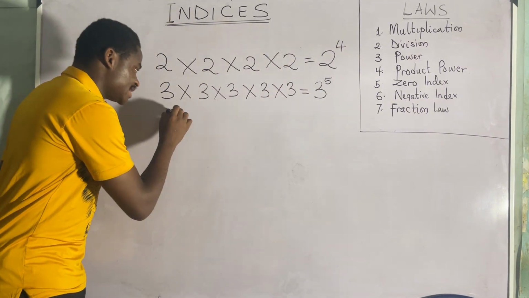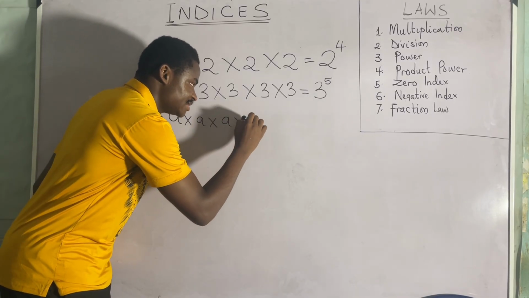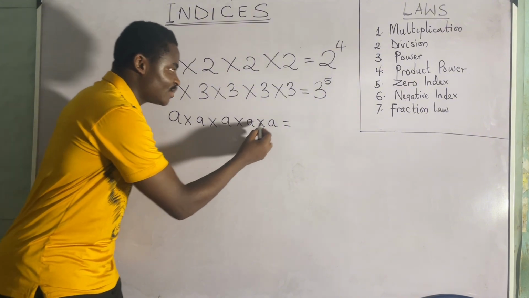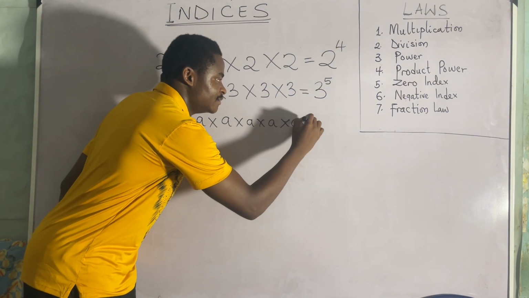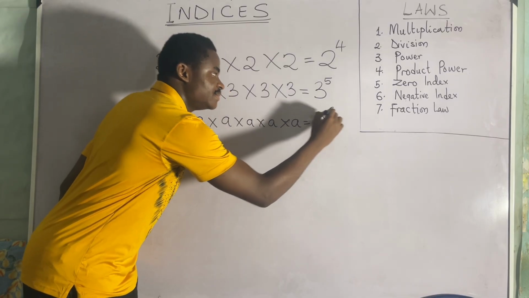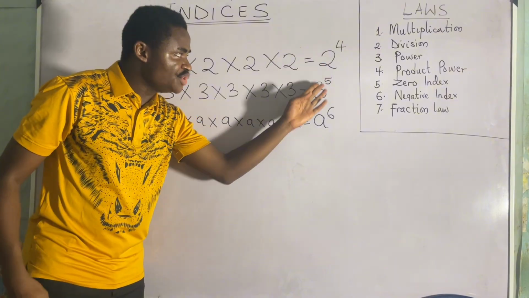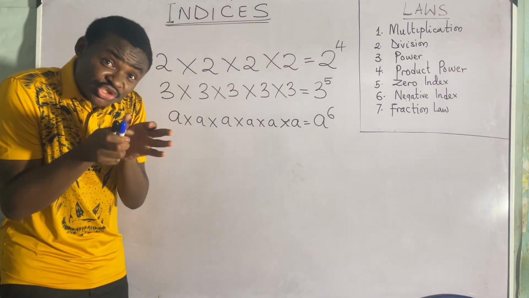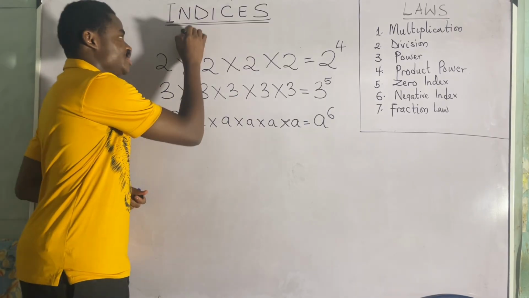Or let me give an example with letters. A times A times A times A times A. This is how many? 1, 2, 3, 4, 5. Maybe if I put another one, times another A, this is A in 6 places. Now, all of these ways in which I have written something explicit in a shortened form is what we call indices or index notation.